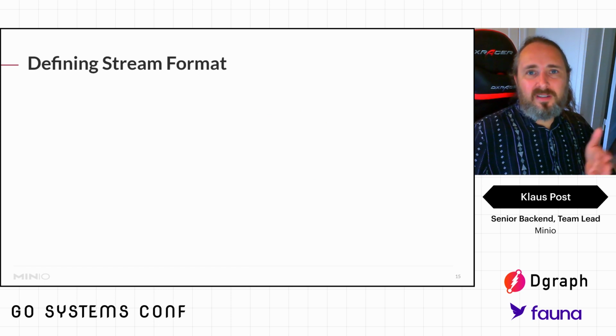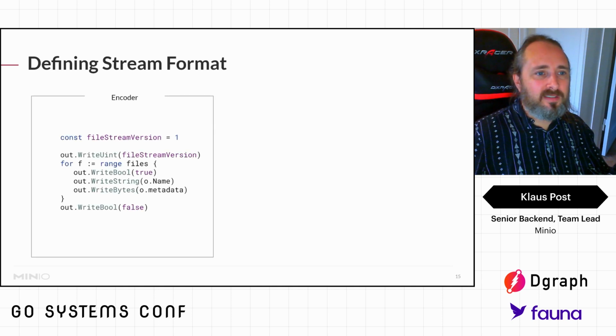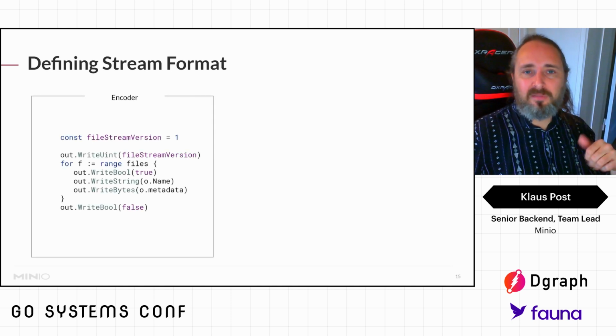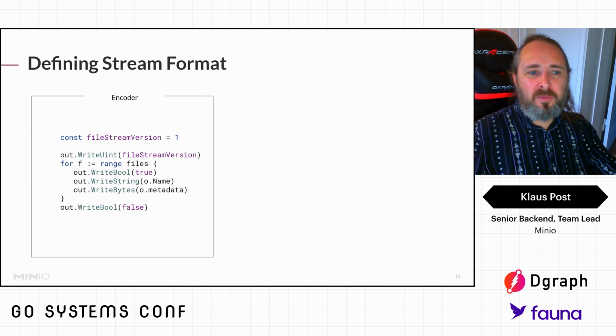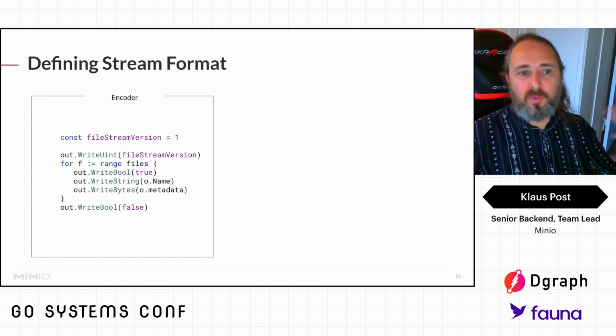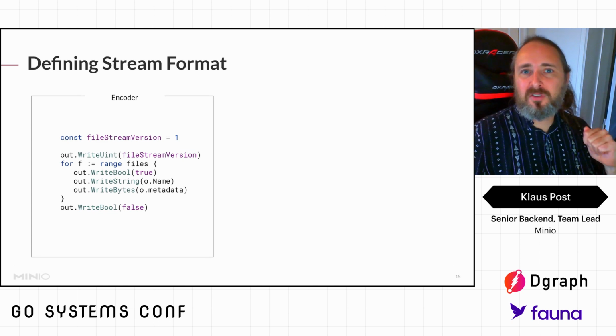So we sit down to define a simple format for this. We add a version as the very first byte that you encounter. We then go through the incoming files. We write a Boolean true if there's more entries. When we're done, we write a false that indicates the end of stream, and then we simply add the two values to the stream.